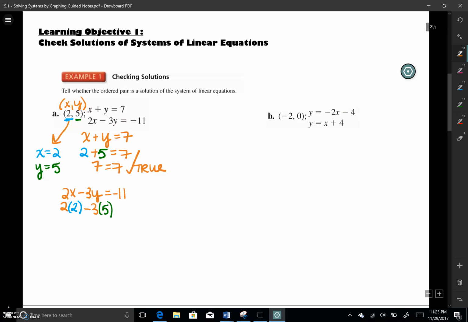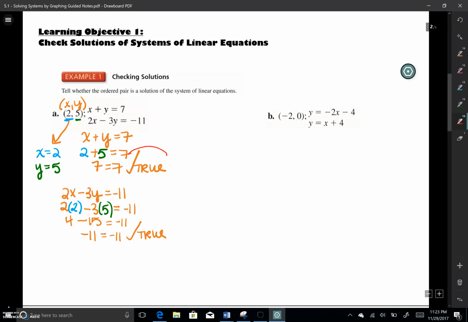And then I'm going to keep the rest of my equation, which is equals negative 11. If I go ahead and work through this math, 2 times 2 does equal 4, minus 3 times 5, 15, and I'll set that to negative 11 and see if it's true. Well, 4 minus 15 does equal negative 11, and negative 11 equals negative 11 is another true statement.